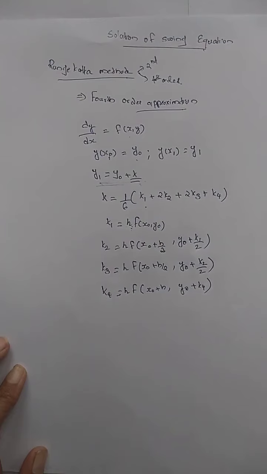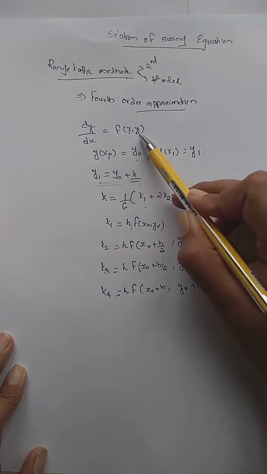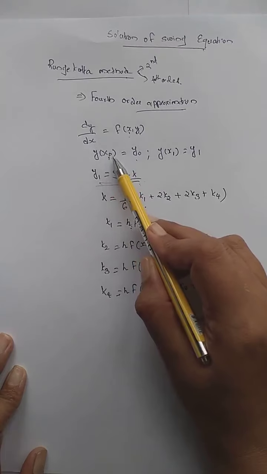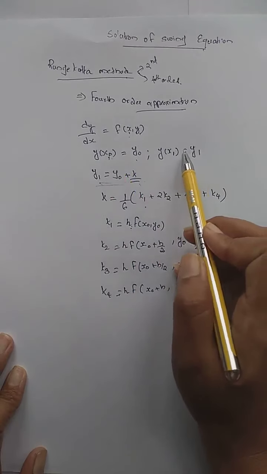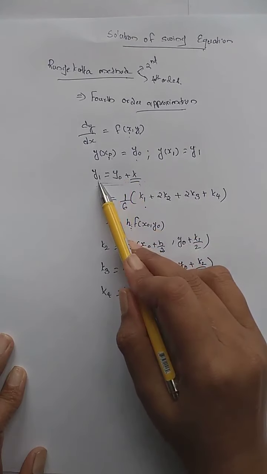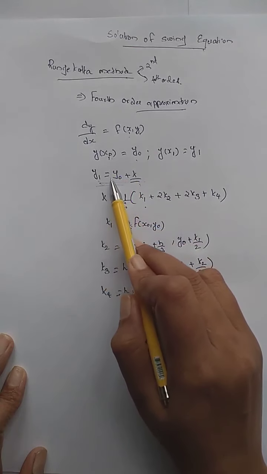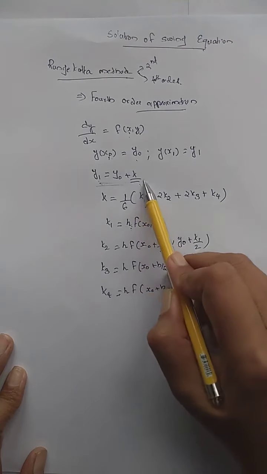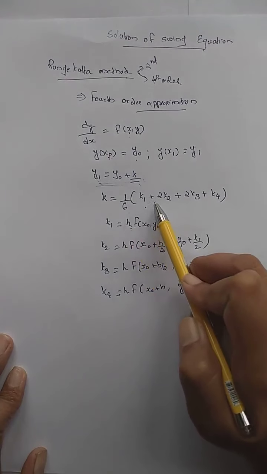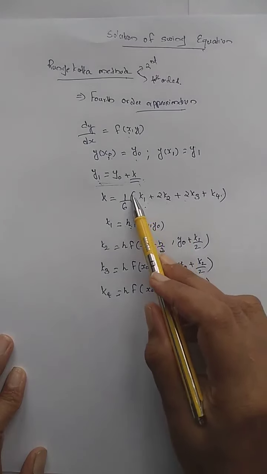In our equation, x and y are the variables in which x is the independent variable and y is the dependent variable. y is a function of x0. x0 is an independent variable, so the x0 value will already be given, a predetermined value. Then what do we have to find out? We have to find out different values for y1. How will we find out different values for y1? y1 is equal to the previous value plus one constant k. What is that constant k? k is equal to 1 by 6 into k1 plus 2k2 plus 2k3 plus k4. Okay, then what is the value of k1?